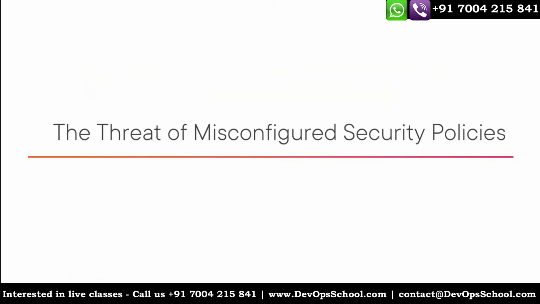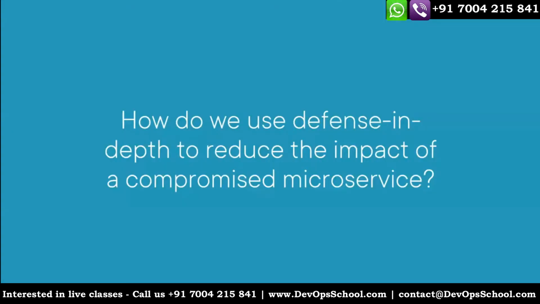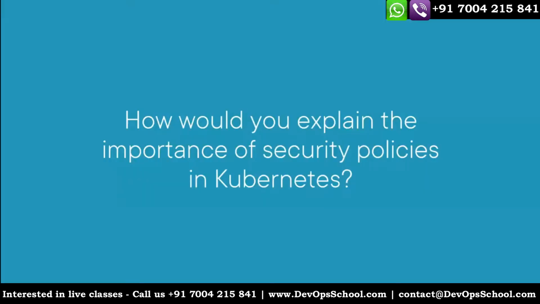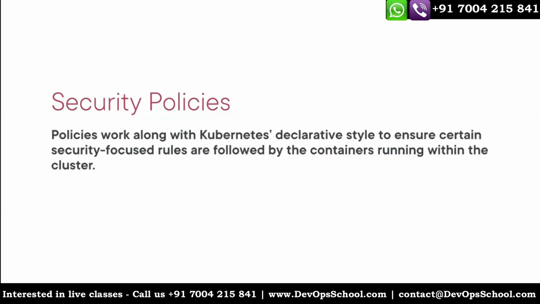So the threat of misconfigured security policy. How do we use defense in depth to reduce the impact of compromised microservices? So first of all, how do you explain the importance of security policies in Kubernetes? So security policies are basically policies that work along with the Kubernetes declarative style. Declarative style means a YAML file, to ensure certain policies, certain security focused rules, are followed by the containers running within the cluster or not. So that's a security policy.